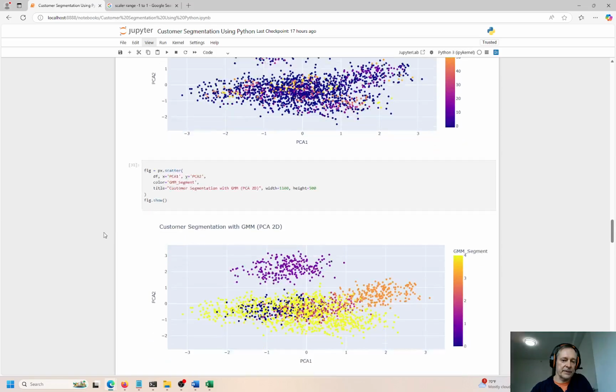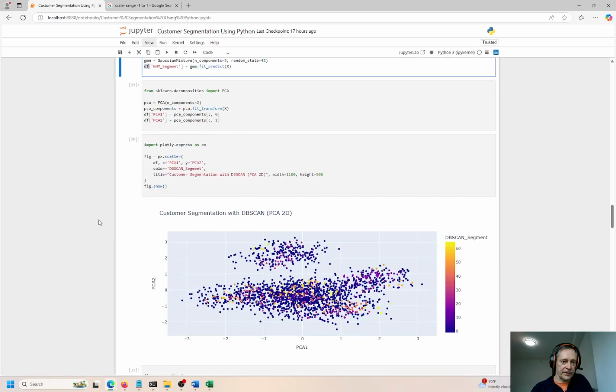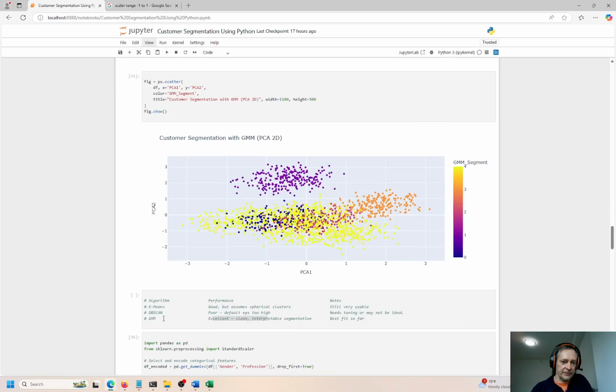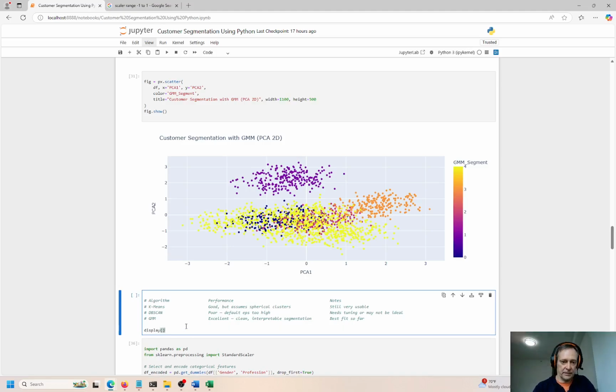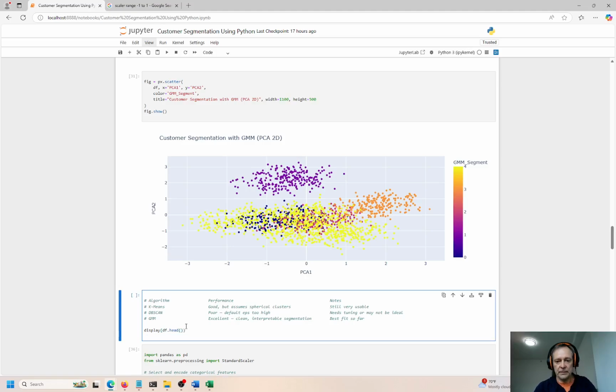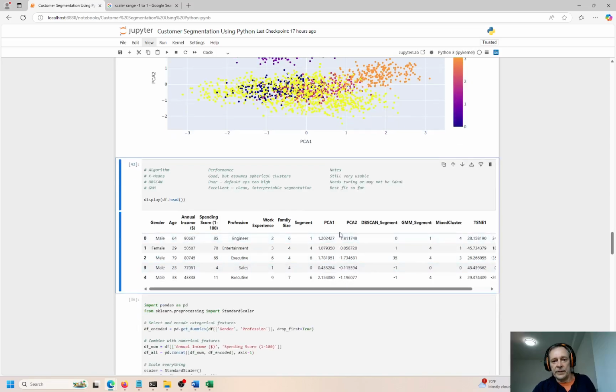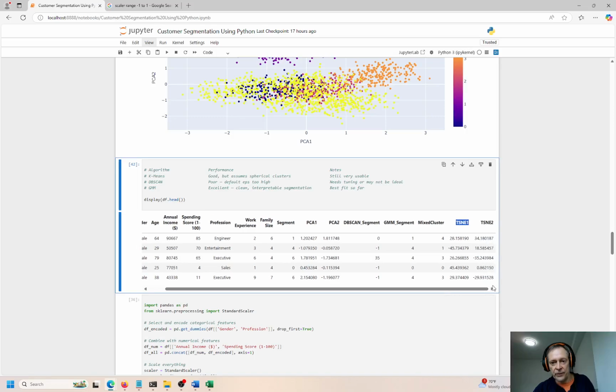And then when you look at the data frame, after this is all done, I could just go down here and show the data frame. I'll do it here and then just remove it, display df.head. Okay, so here was the k-means, and then we had DBSCAN, GMM, MEX cluster, and then t-SNE1 and t-SNE2. So that's the whole point.